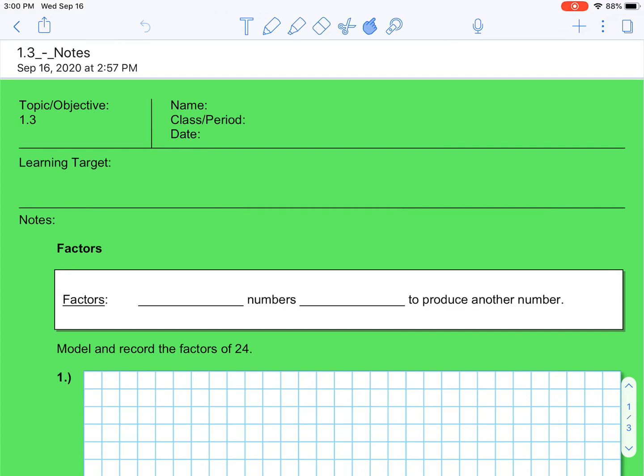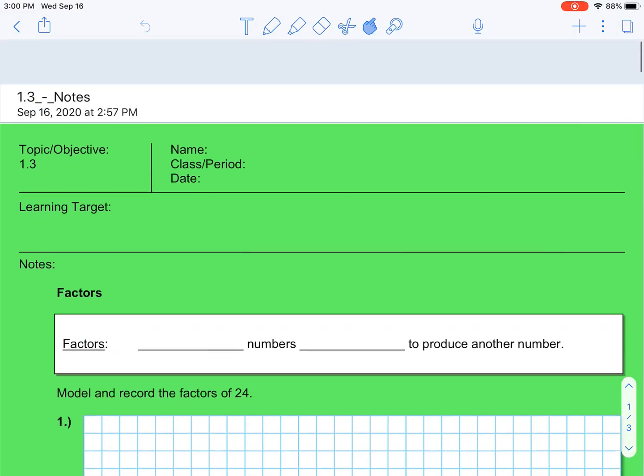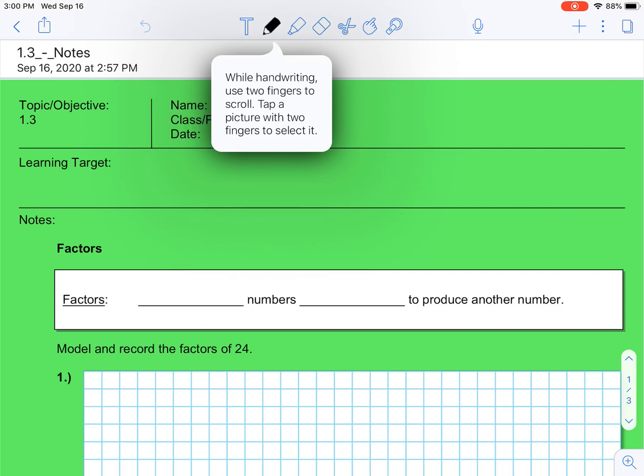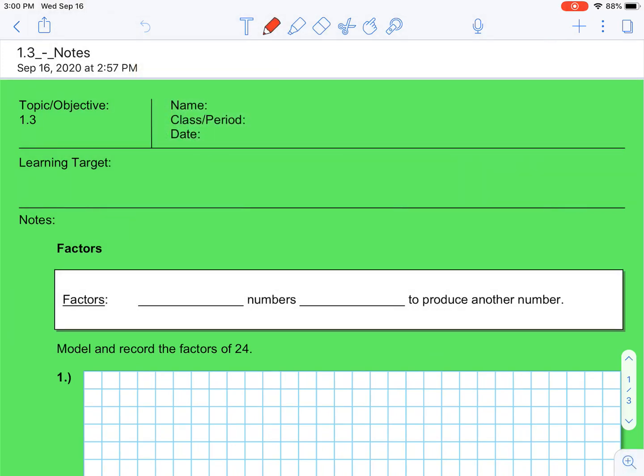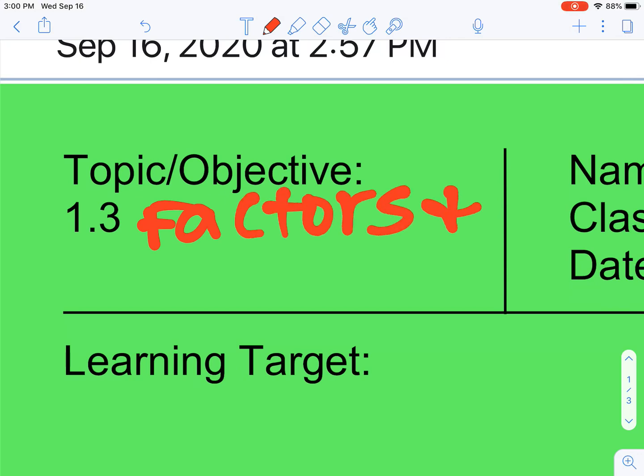Today we are going to go over parts of lesson 1.3. So if you look at the notes, there's 2 pages. Today we're only going to go over the first page. So to fill out the beginning of our notes, our topic and objective is factors and multiples.